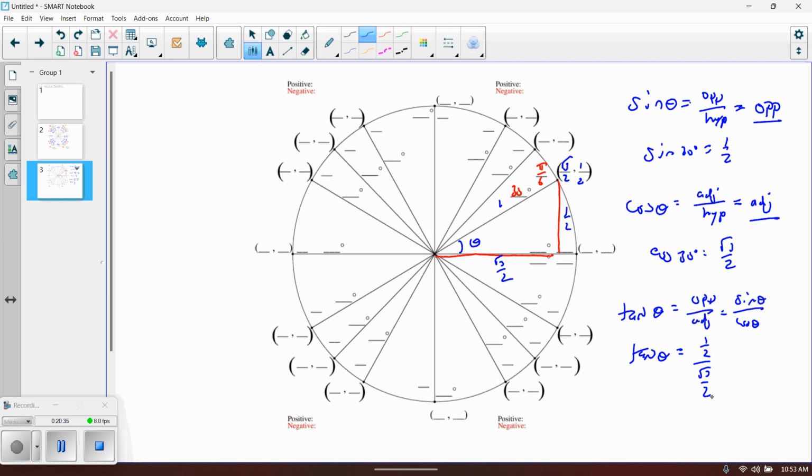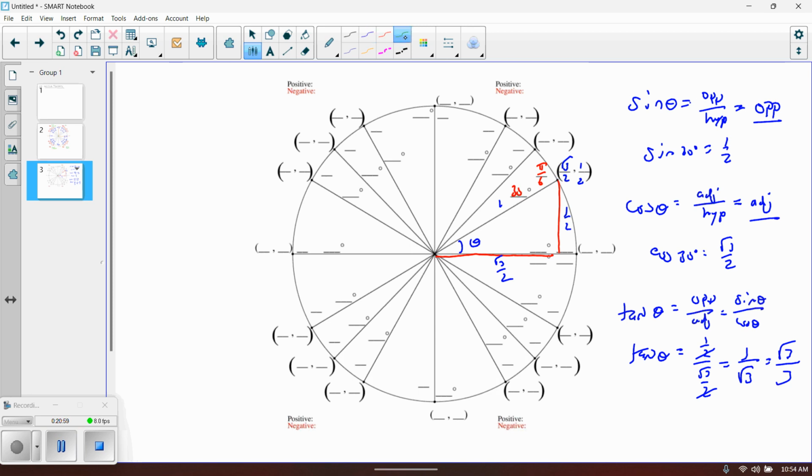Using some basic knowledge of fractional division, because the denominators are identical, those are going to cancel out, which leaves me with 1 over the square root of 3, which rationalized would be the square root of 3 over 3. Again, not necessary. You can leave it as 1 over the square root of 3. I'm perfectly fine with that.